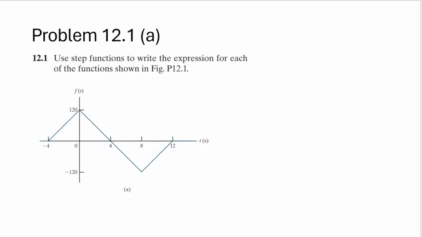Hello, my name is Ardi and we are going to solve problem 12.1 from Nielsen and Riddle book. There are three parts of this question, A, B, and C, and we will start from A. The question is, use the step function to write the expression for each of the functions shown in the figure of P12.1. This is figure A, and we have a triangular wave like this.